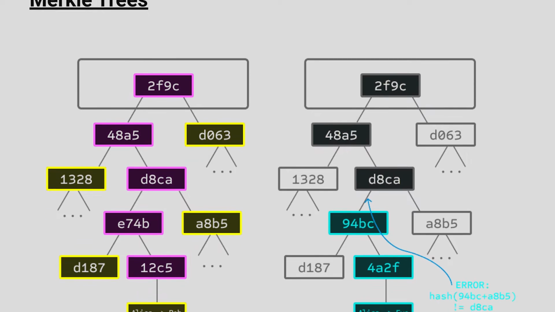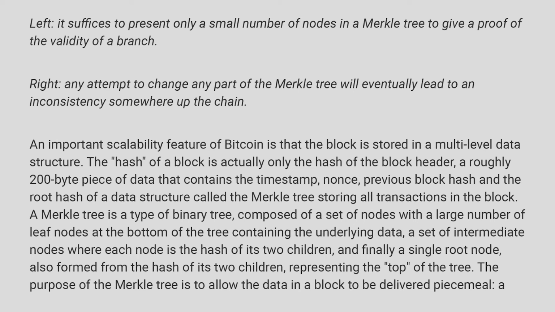Merkle trees. Here's a diagram, and the quote for it says, on the left, it suffices to present only a small number of nodes in a Merkle tree to give a proof of the validity of a branch. On the right, any attempt to change any part of the Merkle tree will eventually lead to an inconsistency somewhere up the chain. An important scalability feature of Bitcoin is that the block is stored in a multi-level data structure. The hash of a block is actually only the hash of a block header, a roughly 200-byte piece of data that contains the timestamp, nonce, previous block hash, and the root hash of a data structure called the Merkle tree, storing all transactions in the block.